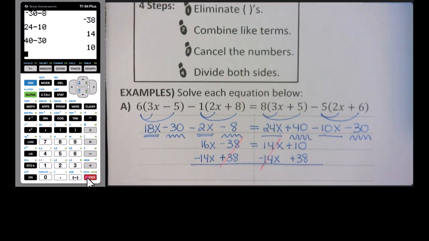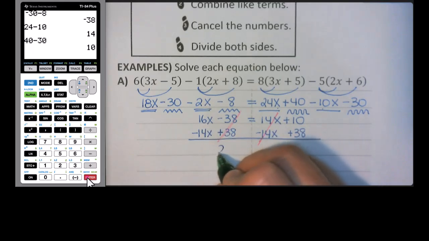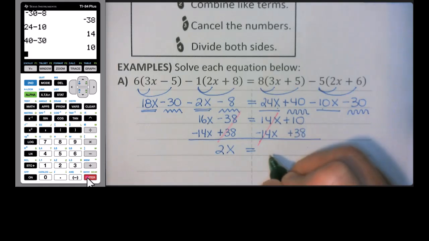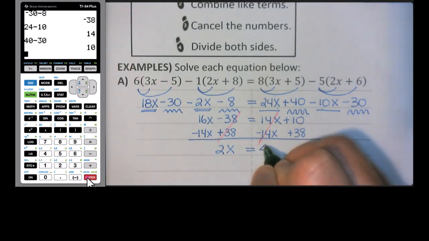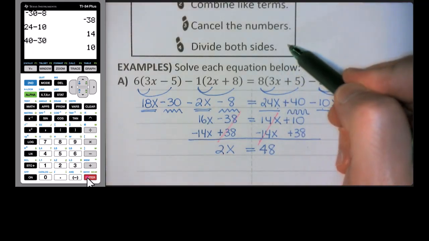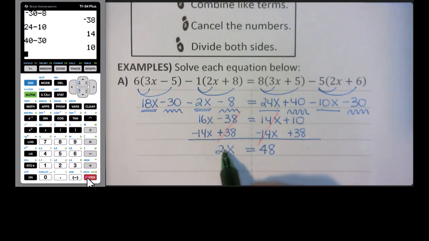Now 16 minus 14 is 2x, and on this side 10 plus 38 is 48. And now we're ready for the last step, which is to divide both sides. And we divide both sides by whatever number is next to the x. So next to the x we have 2. So we're going to divide both sides by positive 2.